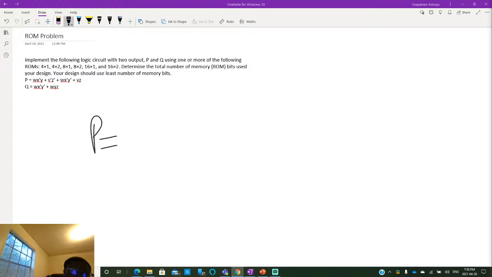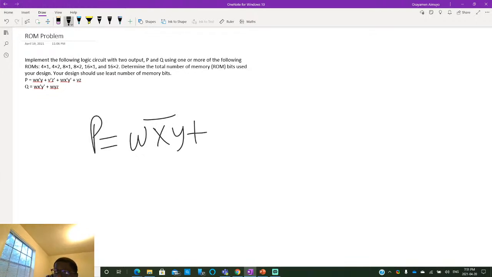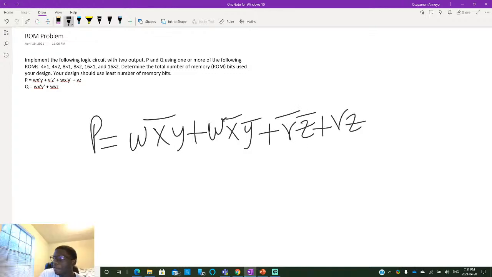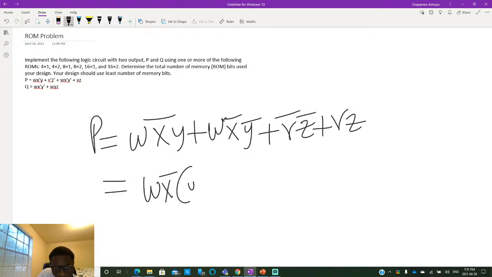So P is W, and the apostrophe on each of the literals, you can replace that with bars. I'm sure that's what you are more familiar with. So we have this, then V bar, Z bar, or VZ. Notice that we can simplify this just using Boolean algebra.